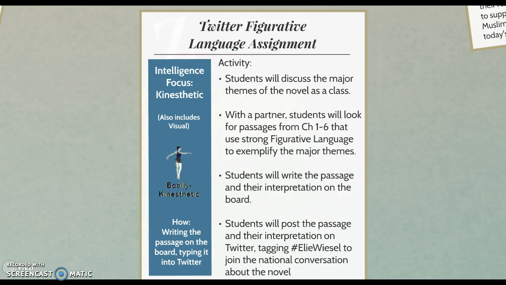Students will then rise and write their passage on the board along with their interpretation of what it really means. Students will post the passage and their interpretation on Twitter, hashtagging #EllieWazelle to join the national conversation about the novel. This activity focuses on the kinesthetic intelligence by having students get up and write the passage on the board and type it into Twitter.